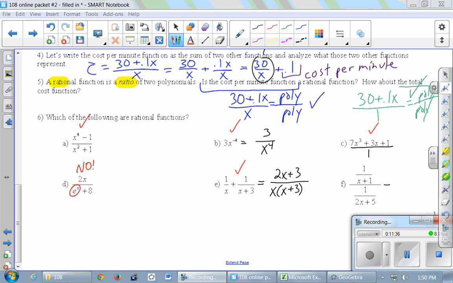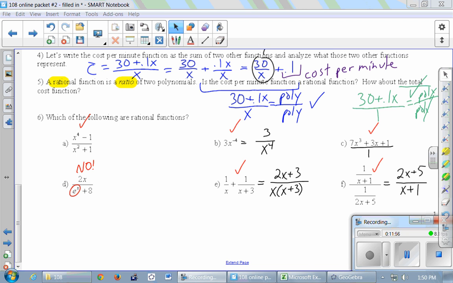Part F. Again, if you didn't rewrite it, I'll ask you to pause the video here and see if you can clean this thing up. And hopefully we see that you can rewrite this as 2x plus 5 over x plus 1, which looks like a poly over a poly, which makes it rational. So lots of rational functions, even though you might have to do some work to recognize it.